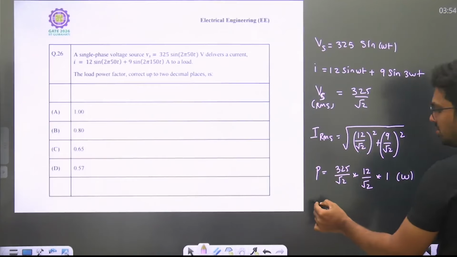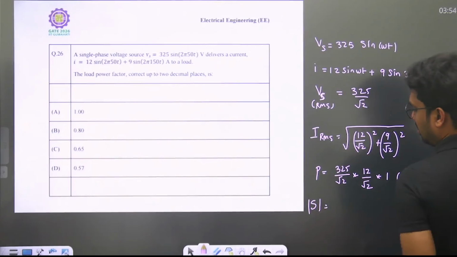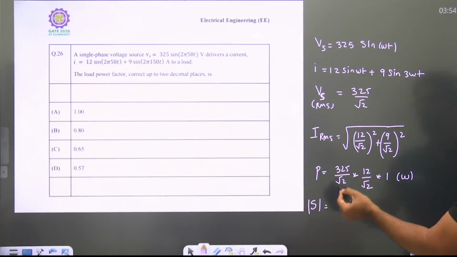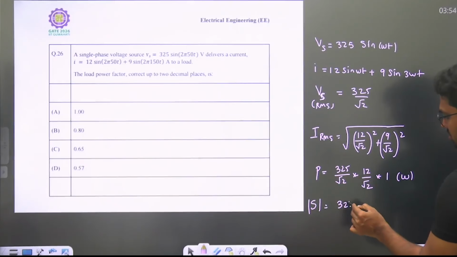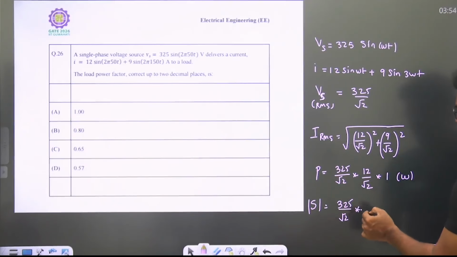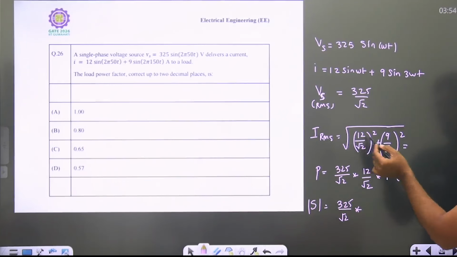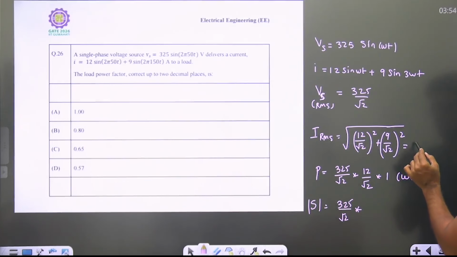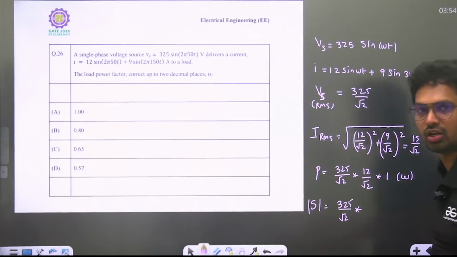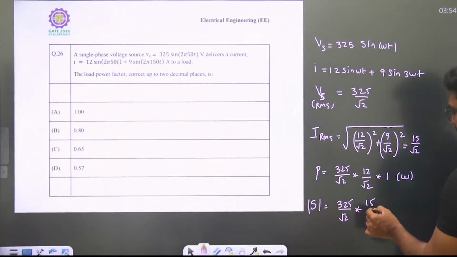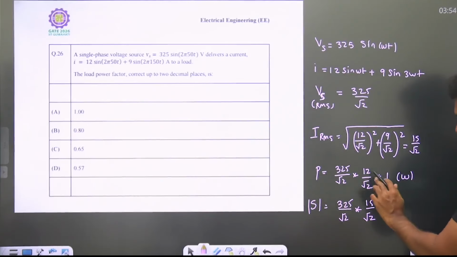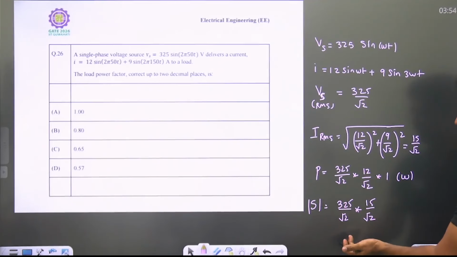Fundamental only should be considered. But what is the apparent power? Apparent power is equal to VRMS, 325 by √2, into IRMS. What is IRMS here? Can I take it like this? 15 by √2, because 144 plus 81 is 225. Its root is equal to 15. So it is 15 by √2. I am not taking the √2 calculations because anyway they will cancel out.